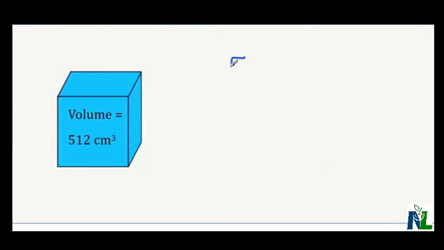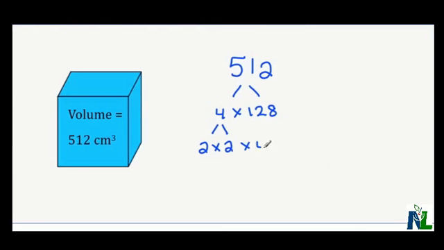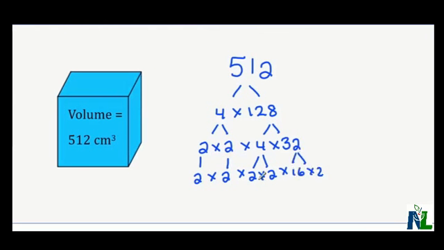Now if we look at this cube here and we want to find the side length, we will do a factor tree. So if I break down 512 into 4 times 128, and break that down again to 4 times 32, and carry down my prime numbers here. The 4 is 2 times 2 and the 32 is 16 times 2.